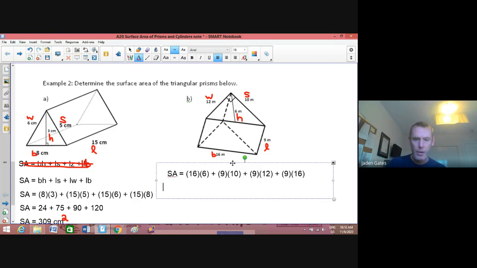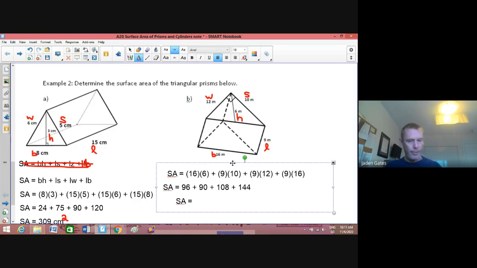Now to do bedmas, I got to do all that multiplying. So 16 times 6 is, I'm doing a calculator here, 96, plus 9 times 10, which I know is 90, plus 9 times 12, 108, and then 9 times 16, I don't know, get the calculator going on that one, we get 144. And then again, the last step, adding them together, and I end up with 438 meters.